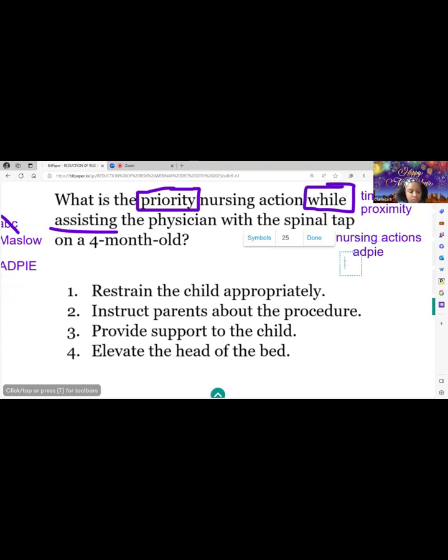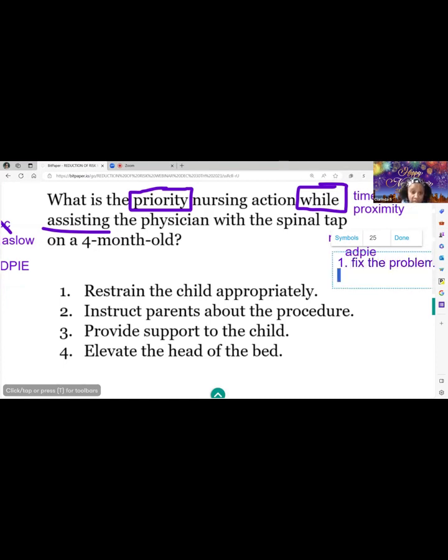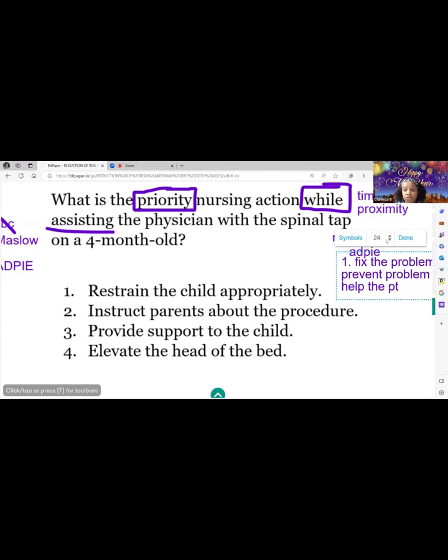The number one nursing action is probably to fix a problem. Well, they don't really tell us we got a problem yet, so we may just need to do something to prevent a problem. Because remember, when they're asking you about procedures, they're looking for you to do something that's going to help your patient. So you can put that in there, help the patient. And if it's a procedure that we're getting ready to do, or we are doing this procedure, well, I want to prevent a complication from happening. How do I help this doctor so this poor little 4-month-old baby doesn't have any problems during this procedure?